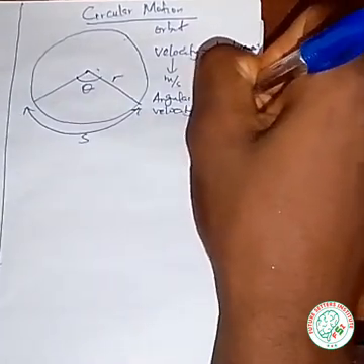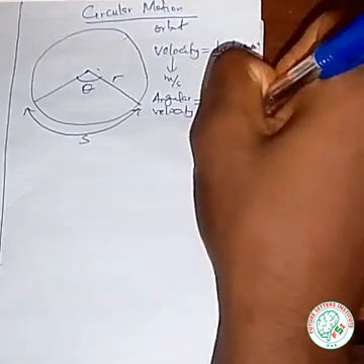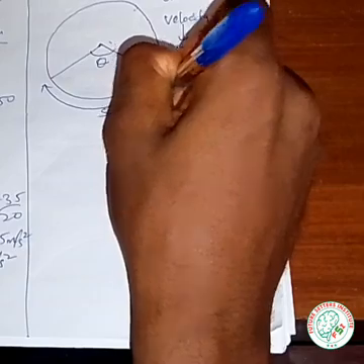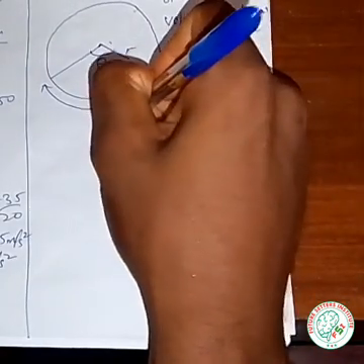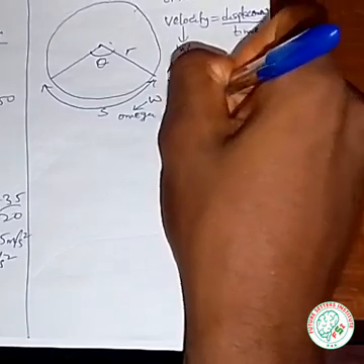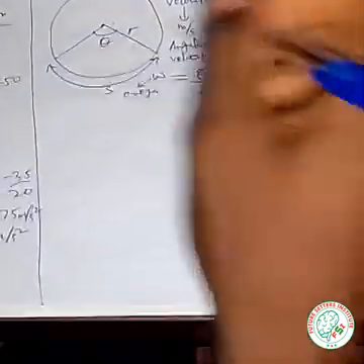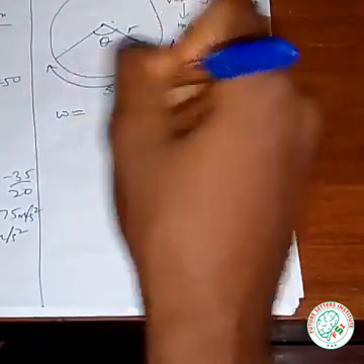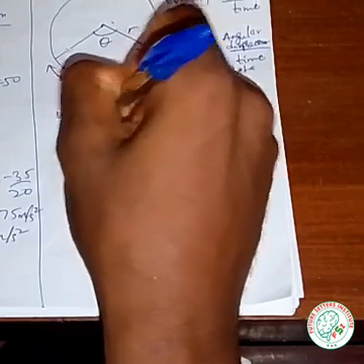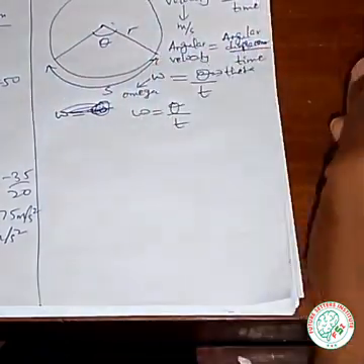Now talking about angular displacement, and we're dividing it by time. So angular velocity is represented as omega. Omega is equal to angular displacement, represented as theta, over time, represented as t. So take note that omega is equal to theta over t. Let me write it again: omega equals theta over t.